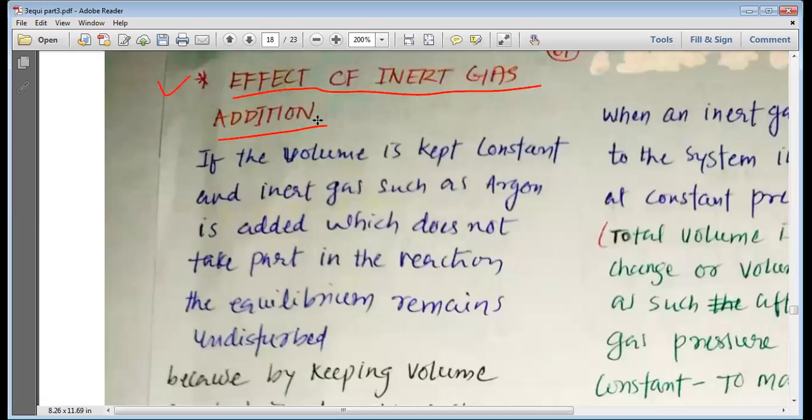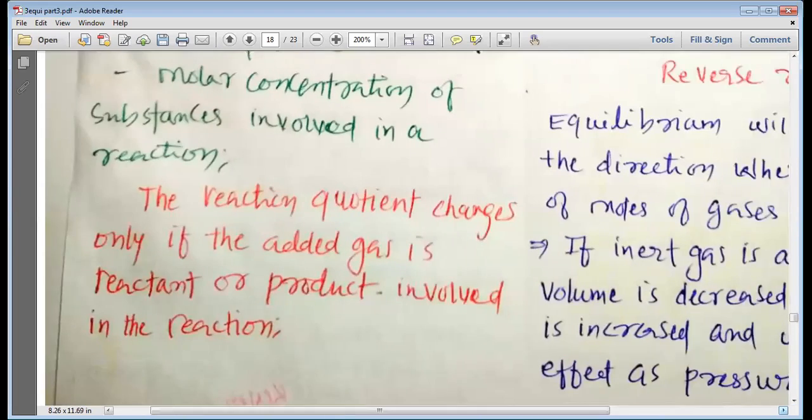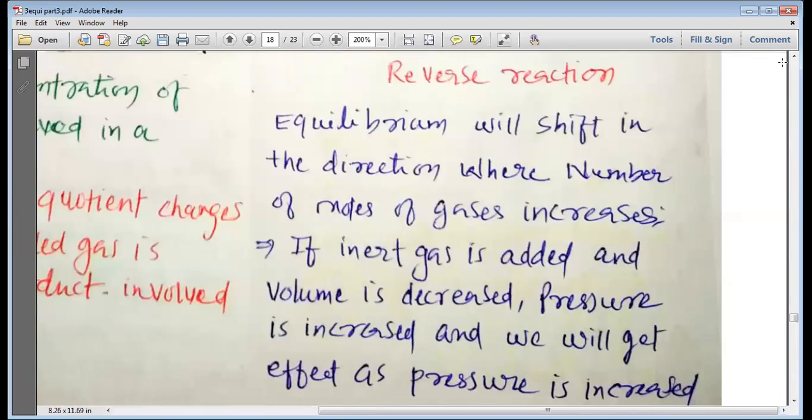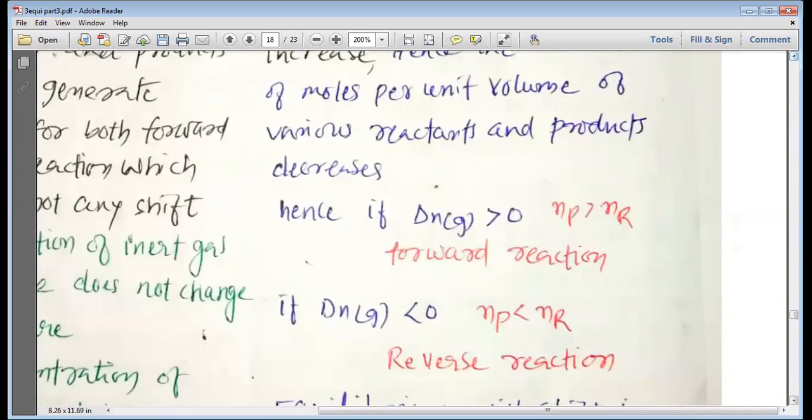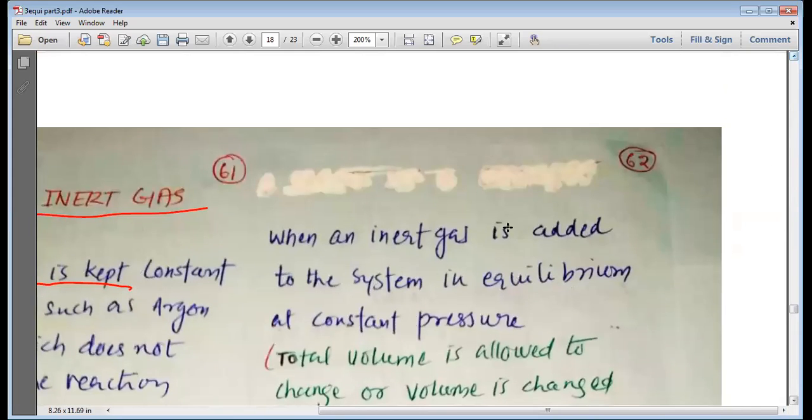Effect of inert gas addition. We have discussed the effect of inert gas addition. We have seen that if we add the inert gas at constant volume, the addition of inert gas does not create any effect. But if an inert gas like argon is added to a system in equilibrium at constant pressure, what happens?